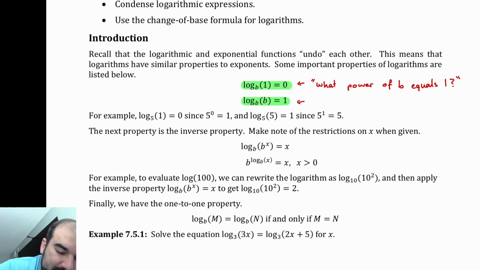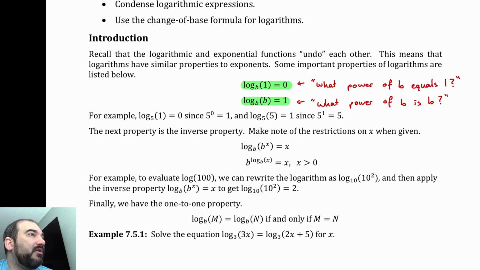And then this one asks the question, what power of b is b? Which is kind of a weird question to ask. But what power do I take b to get b? And that's going to be 1, right? So that simplifies to 1. Right, so those are kind of base properties that we can now use to simplify things.